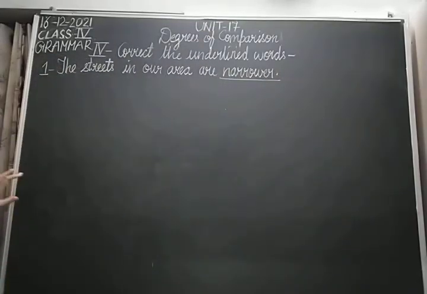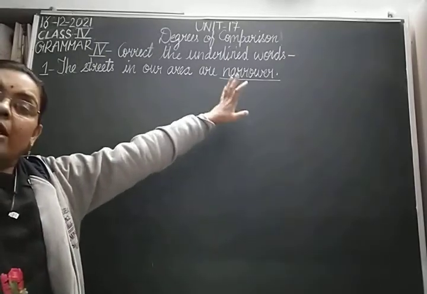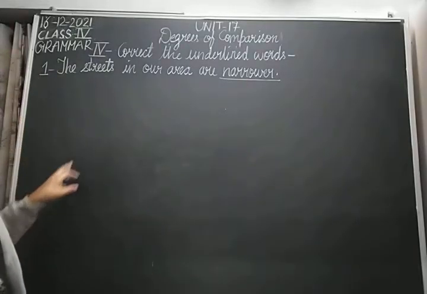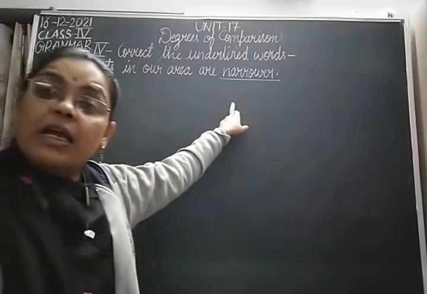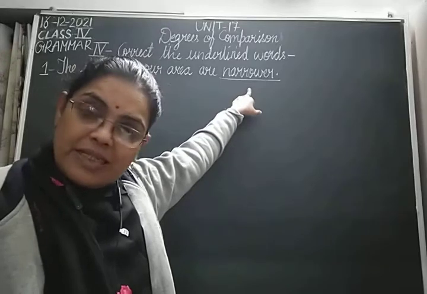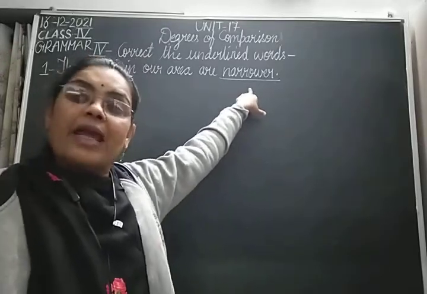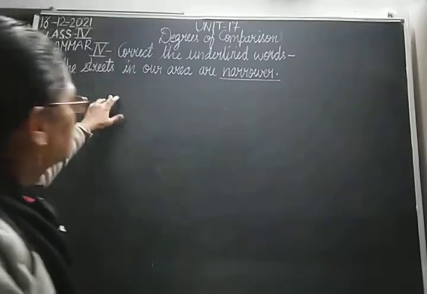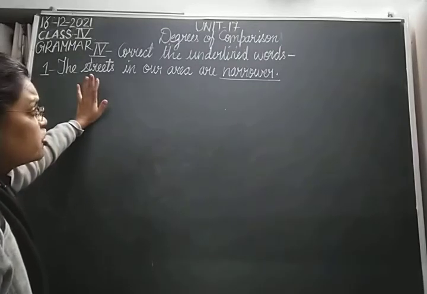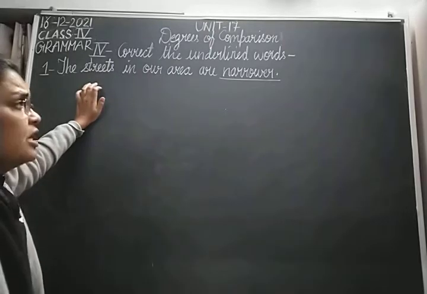Fine. Now, that means there's a mistake in the word narrower. Now, what is wrong in it? We have learned the degrees of comparison and we know that narrower is the comparative degree because it has got ER at the end. Why? Because it has got ER at its end. If you read this sentence carefully, we are just describing the streets. The streets are not being compared with anything else.